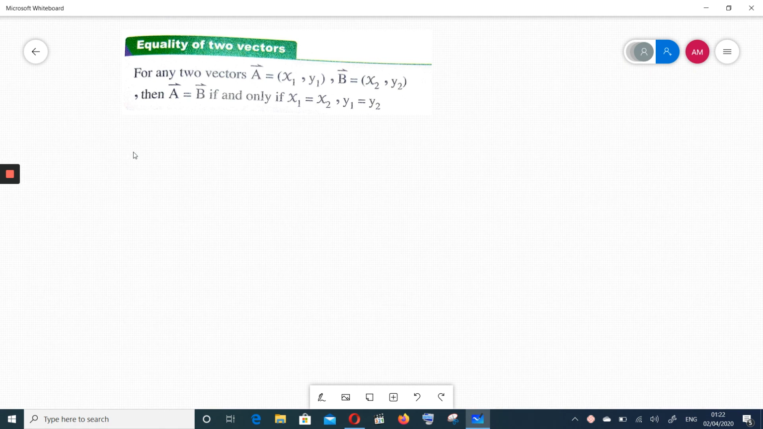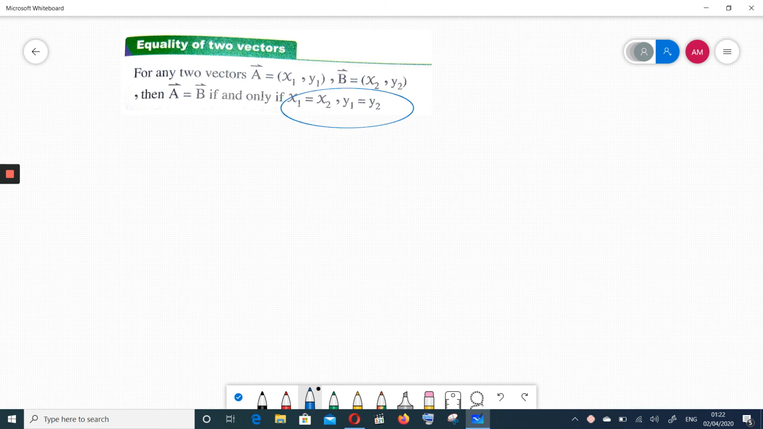And now what about the equality of two vectors? When can I say vector A equals vector B? This is under the only condition that x1 equals x2 and y1 equals y2. If those are equal, it means the two vectors are equal.